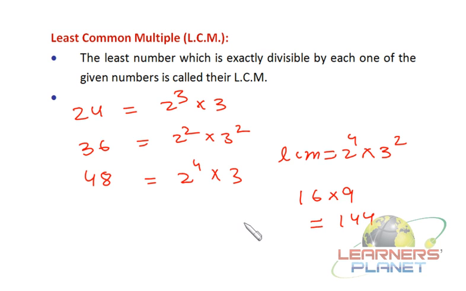In other words we can say that 144 is the least number which is a multiple of 24, 36 and 48, all of them as well. So you should be very clear about the definition of HCF and LCM. We'll be doing more such examples in the same session.